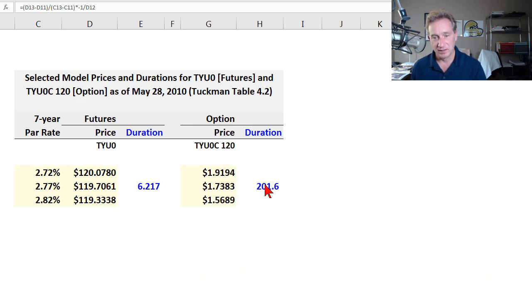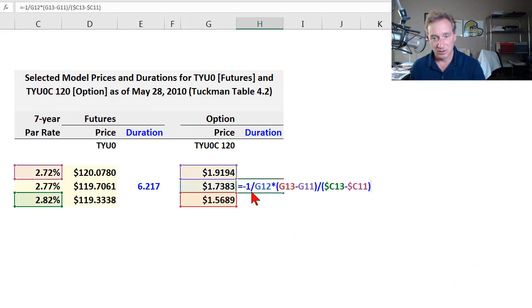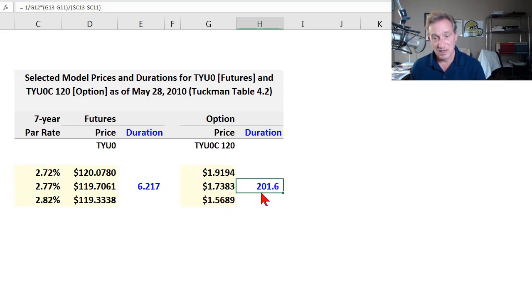And then over here in his formula, he also has the similar calculation, or the same calculation effectively for the duration on the option. And initially this looks large, but this is 201 years. And we just have to notice that this is an option. So as befits, it's a highly leveraged instrument. It has an abnormally high duration. We know just by looking at the high duration that it's not a vanilla bond. So that's the effective duration as illustrated by Tuckman.